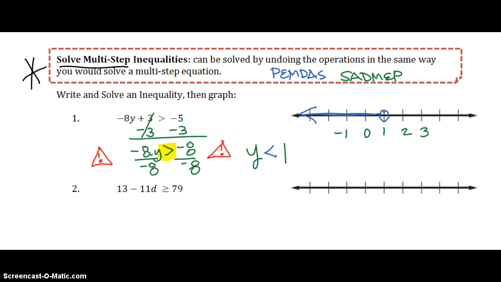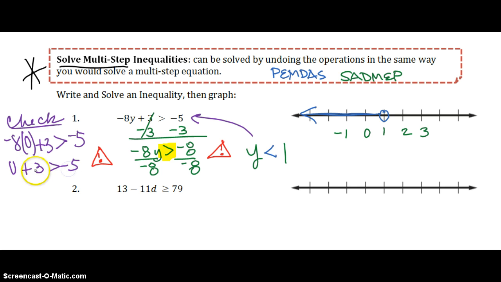Now you can always check yourself, and in order to check these, you need to pick a number less than 1. So I'm going to come over here and check. Let's pick 0. That's less than 1. -8 times 0 plus 3. Is that greater than -5? Putting it into the original inequality. So 0 plus 3 is greater than -5. I agree. 3 is greater than -5. It checks out.